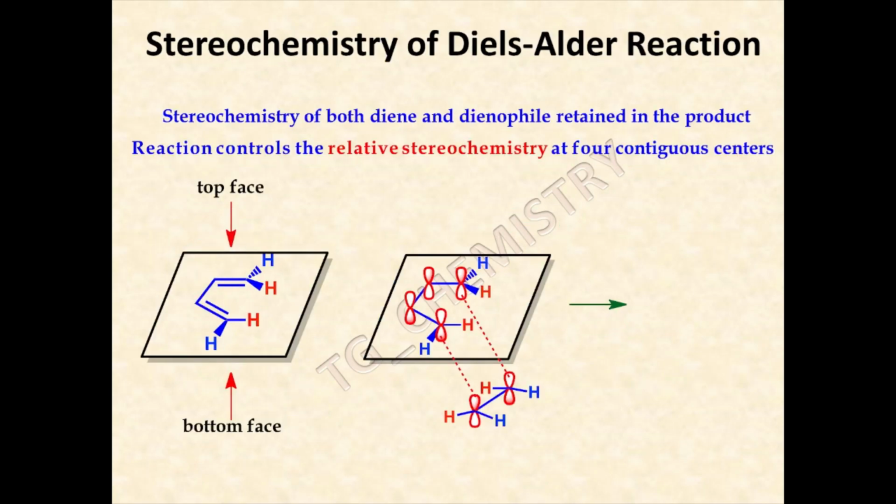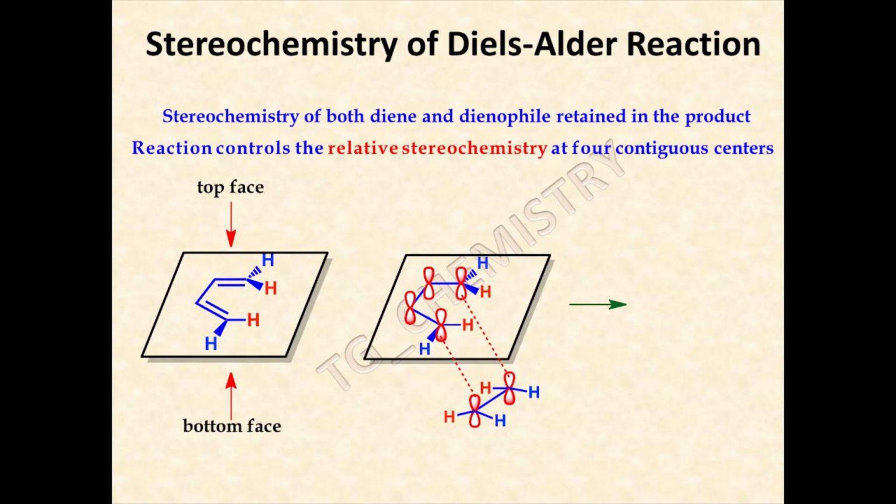So as I said before, I will talk about the stereochemistry of the Diels-Alder reaction, and as I mentioned about the top phase and the bottom phase, which are two possible options for a diene. The stereochemistry of both the diene and dienophile are retained in the product in most cases. The reaction controls the relative stereochemistry of the 4 contiguous centers, which actually involves 2 from the diene and 2 from the dienophile.